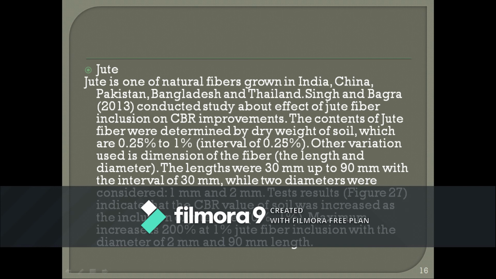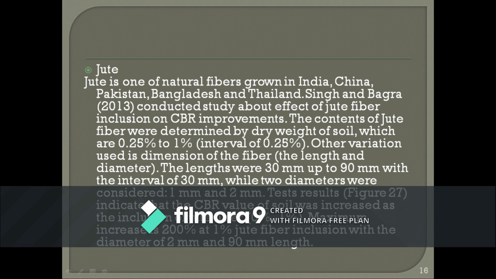So what is CBR? California Bearing Ratio. Where do we use this? We use it mainly in pavement design. The contents of jute fiber were determined by dry weight of the soil, which are 0.25% to 1%. Other variations used were the dimensions of the fiber, namely length and diameter of the fiber.